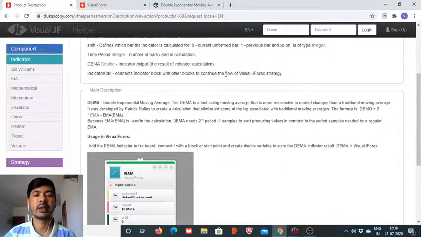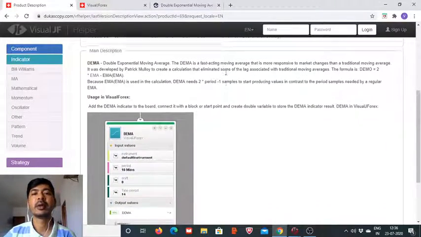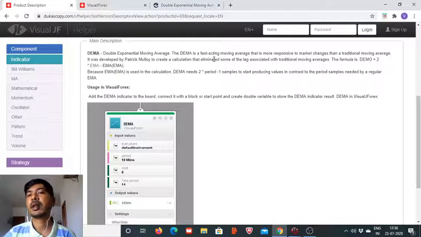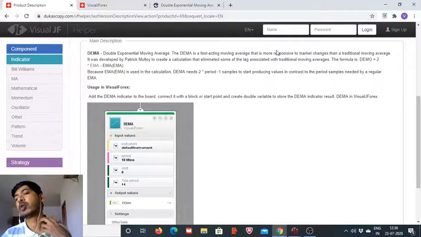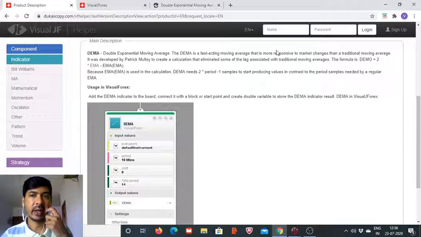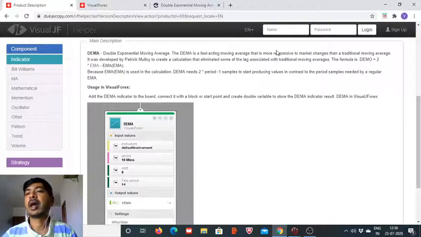So first let us consider the description. The description, as you can see, lists out its function. This is a fast acting moving average and it is more responsive to the price action, and it will not have the lag which is there in a traditional moving average.